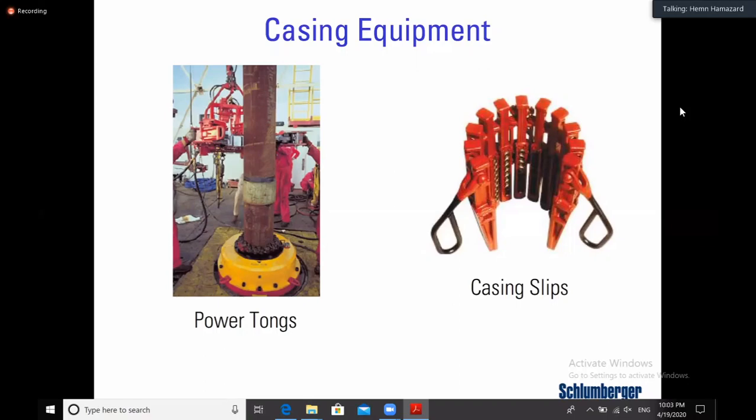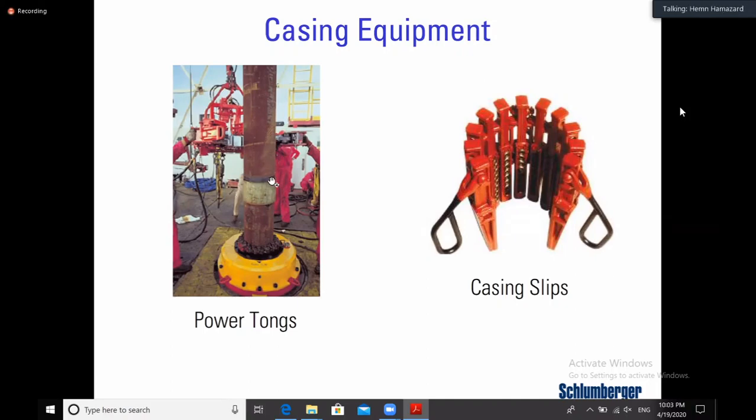It's not like the pipe. The pipe can be fished if something happens, and the pipe is run and pulled all the time, and it doesn't stay in the hole forever. But casing is permanent. So that's why it needs optimum care while running it. Any problem with a connection, if it is in the reservoir, if this casing is in the reservoir.